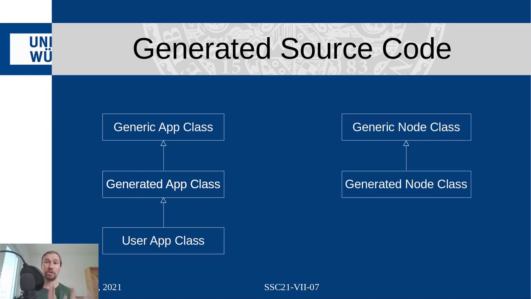We also have a generic class that is directly provided by Corfu. We have a generated node class that instantiates the user app classes, creates the topics, and glues everything together. And for the nodes, the user does not have to create any code at all. Everything is already available in the model and is directly generated.